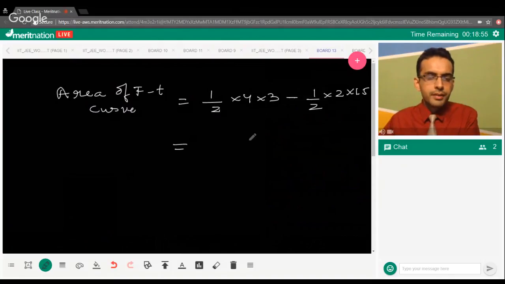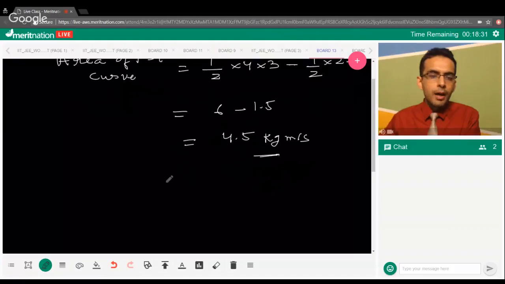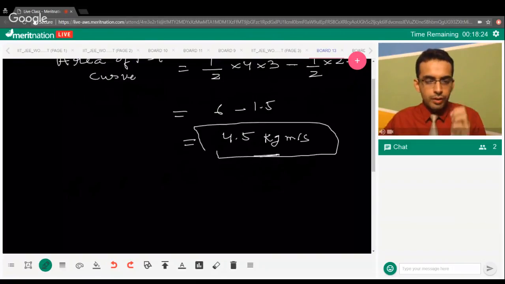So simply you can write it as 6 minus 1.5, and that is equal to 4.5. So the units of this should be same as that of momentum, kilogram meter per second. Okay, so use a simple formula. See, what is this? What you have found here is the final momentum.